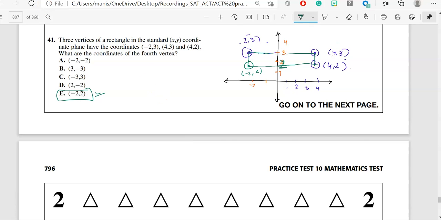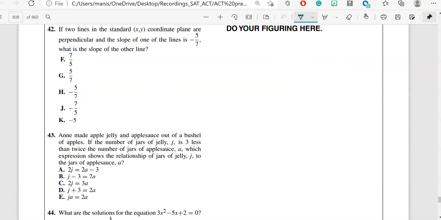I apologize for that. If two lines in the standard XY coordinate plane are perpendicular and the slope of one of the lines is -5/7, what is the slope of the other line? Whenever you have the word perpendicular, this is the rule: perpendicular lines are negative reciprocals, and for parallel lines they have the same slope.